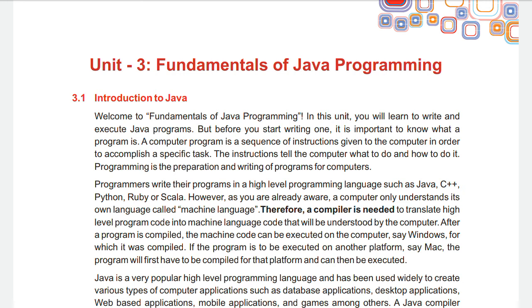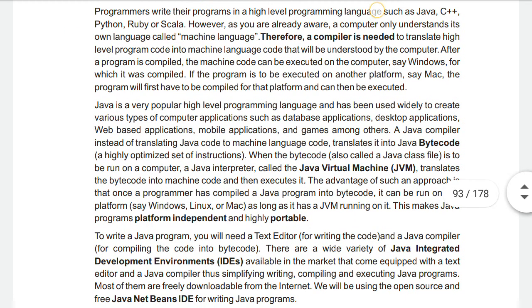Now Java is a very popular high level programming language and has been used widely to create various types of computer applications such as database applications, desktop applications, web based applications, mobile applications, and games. There are many softwares which are developed with the help of the Java programming language. A Java compiler, instead of translating Java code to machine language code, translates it into Java bytecode.